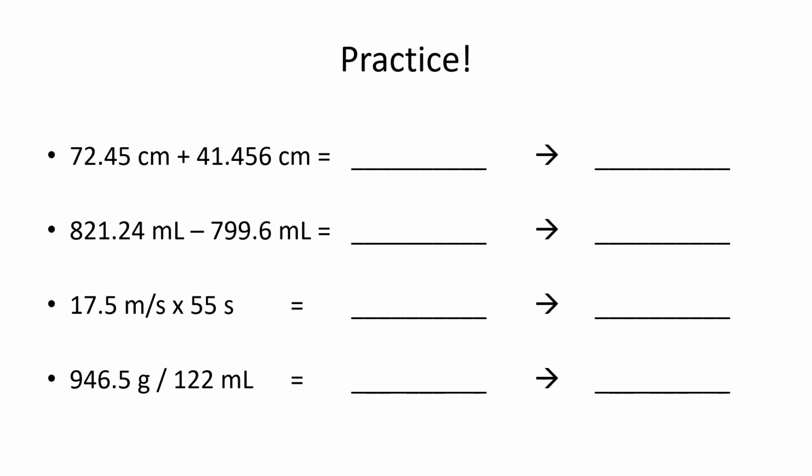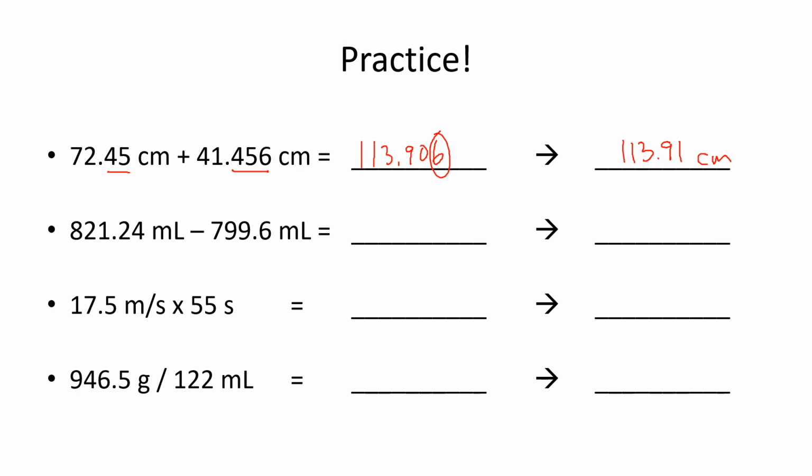All right, so let's try a few here before we finish up. Let's do this on the calculator. 72.45 plus 41.456 equals 113.906. But I got 3 digits here and I only got 2 there. That means I have to round that off, and that will round up, so 113.91 centimeters.